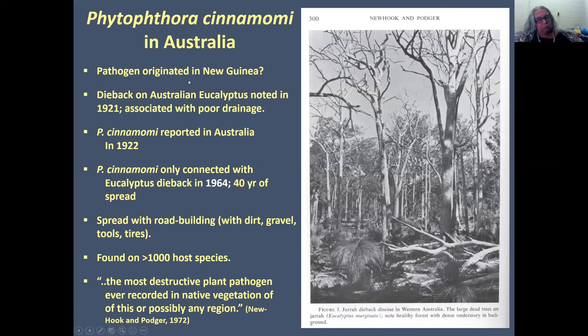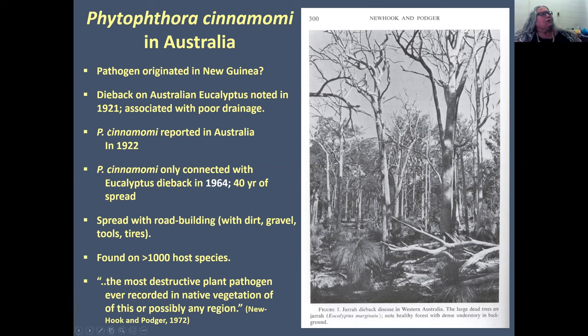Now, Phytophthora is the hemibiotroph. And my first example is Phytophthora cinnamomi. This organism probably originated in New Guinea, but no one can be sure. In 1921, people in Australia began to notice that eucalyptus were dying. And they were dying in places with poor drainage.